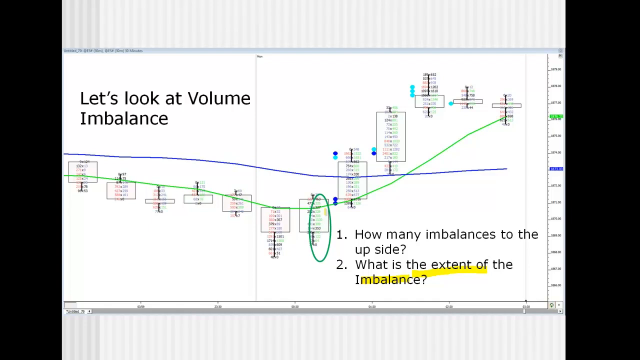Now, the KVT adds another very interesting dimension to all this. We know that the KVT is identifying for us levels of intense volume. So these levels are crucial in the bar, and I really should take a keen interest in the extent of the imbalance on those levels.